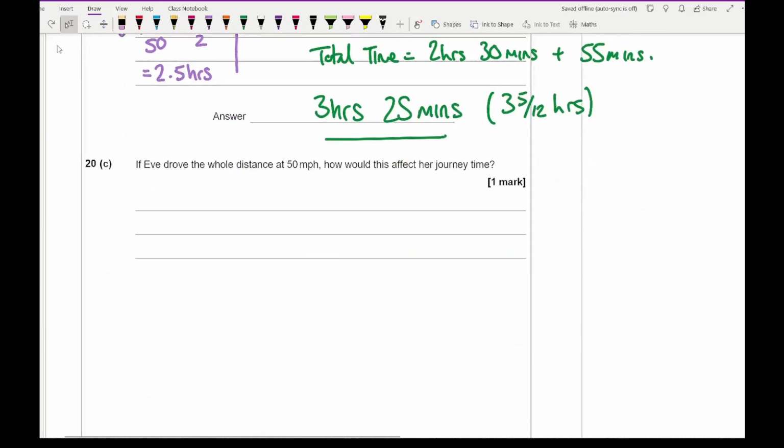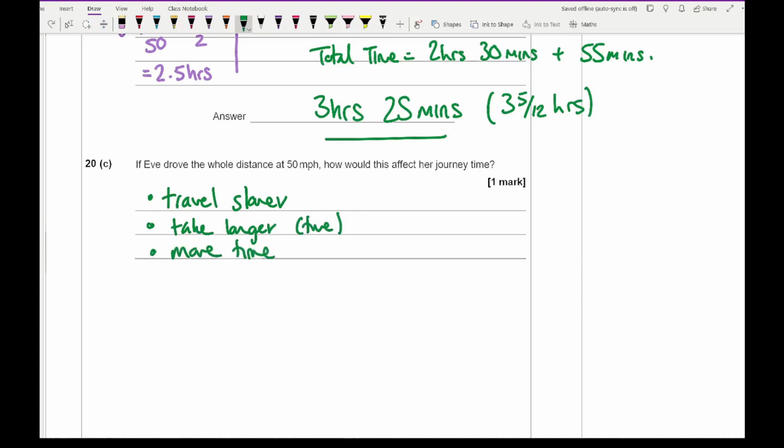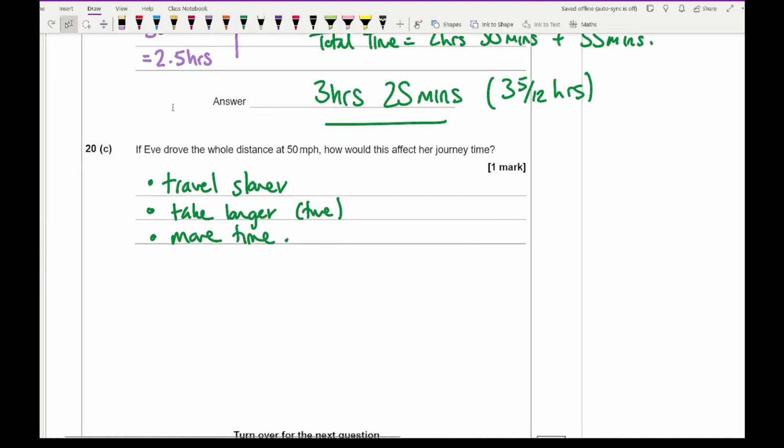It then says, if Eve drove the whole distance at 50 miles per hour, how will this affect her journey? Well, you could give any of these following answers. You could either say that she's going to travel slower. You could say that it's going to take longer in time. Or you could even just say it's going to take more time. So anything along those lines will be fine for that 1 mark.